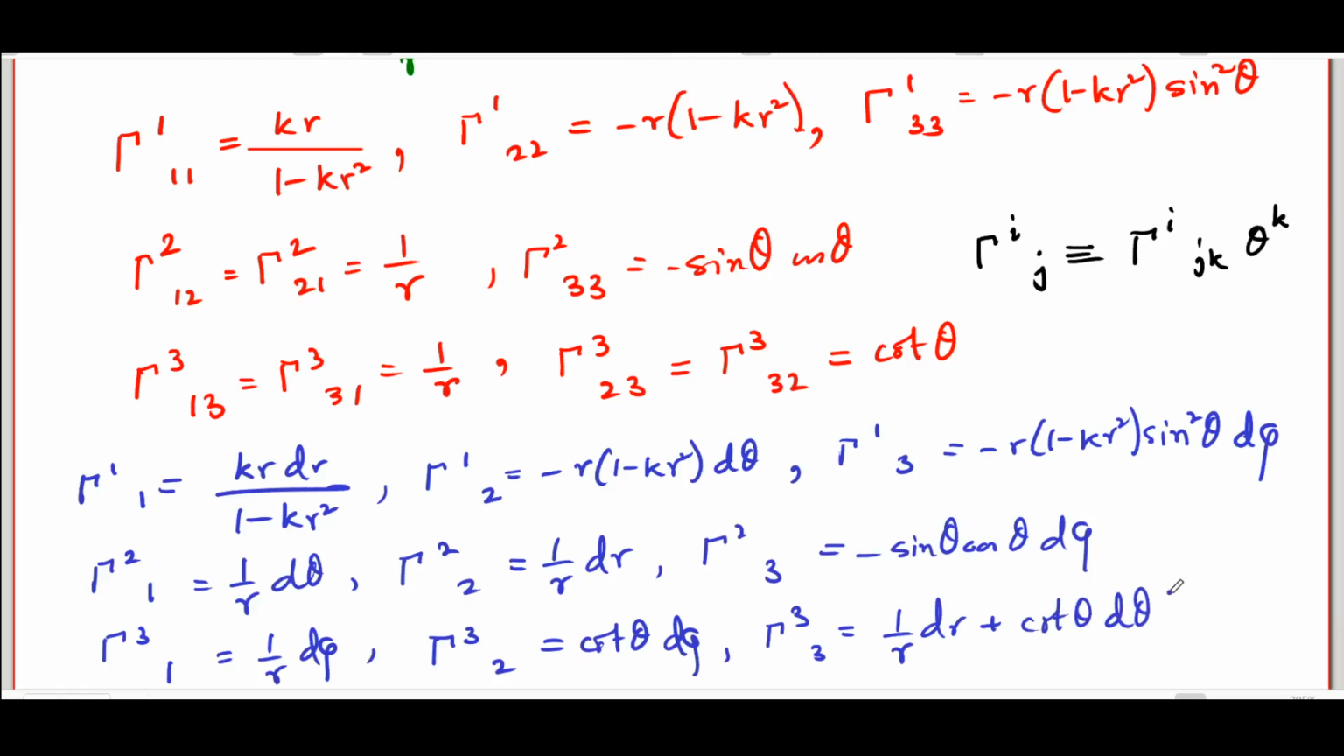So these are our non-zero gammas. In this case, all the 9 gammas that are possible. Remember, there are n square connection 1 forms. In this case, n is 3. All of the 9 are non-zero, and we are going to use these expressions to calculate our Riemann curvature tensor.